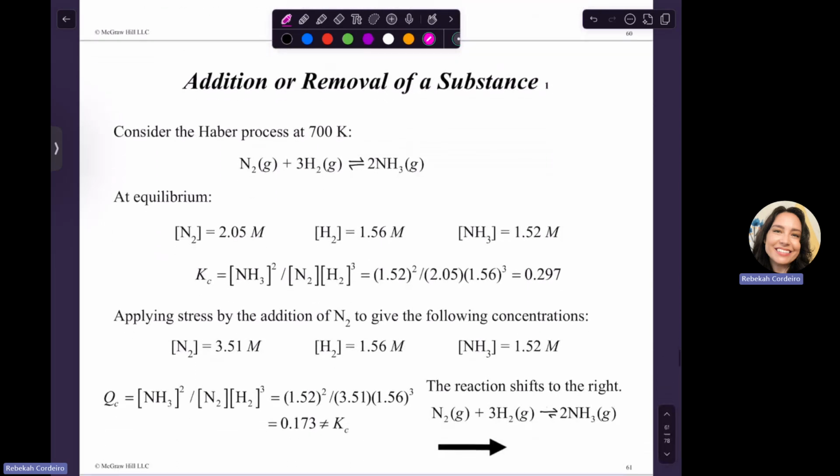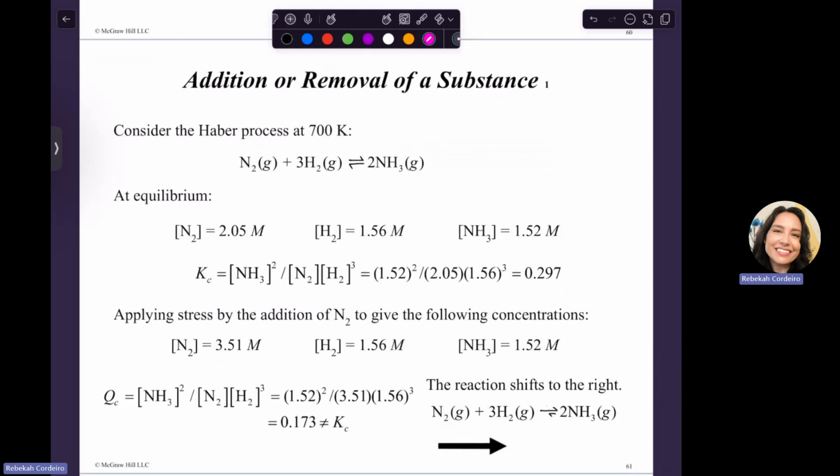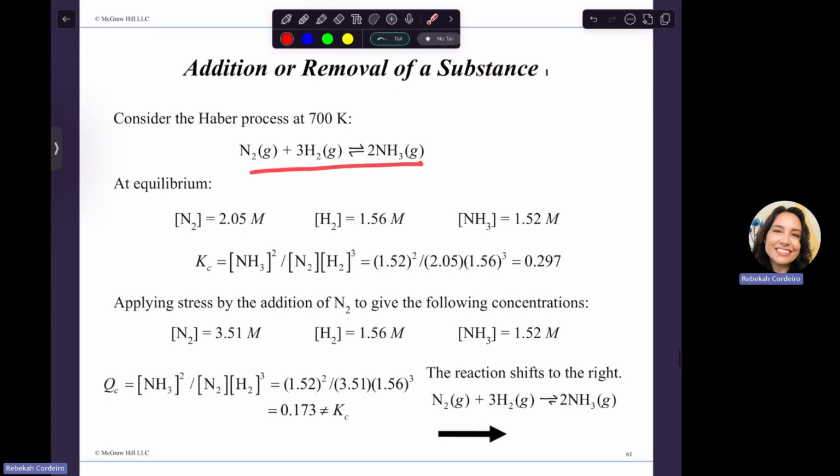So let's talk about addition or removal of a substance. Considering this equilibrium here, this is going to take us through mathematically, and then I'll show you in class how you can think about it, not really mathematically. But at equilibrium, let's say we have these numbers. So my K value is 0.297. We have these numbers.